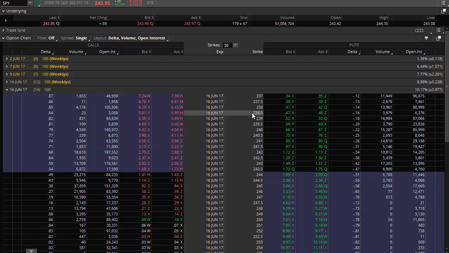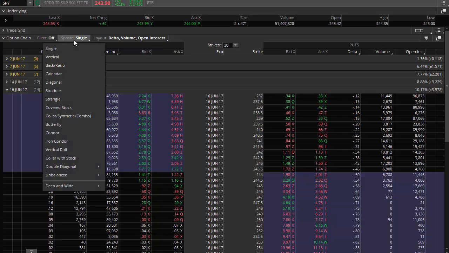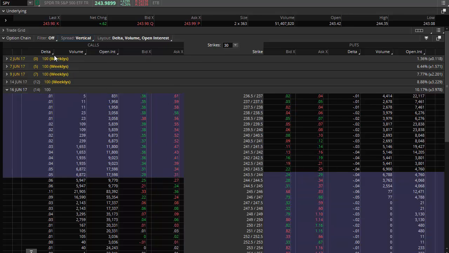You can see that all the strikes are in order. There's some half strikes, some not half strikes. And in Thinkorswim, to help make this a little easier, right now it's under single, so we're just seeing single options, but I'm simply going to drop this down and choose vertical. And now you can see in the option chain that it combines two different strikes.